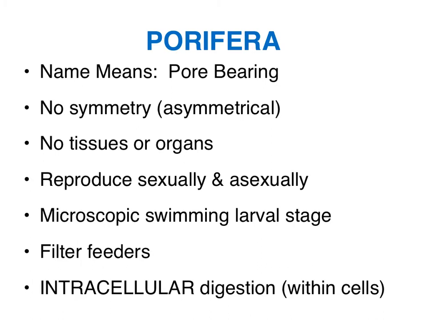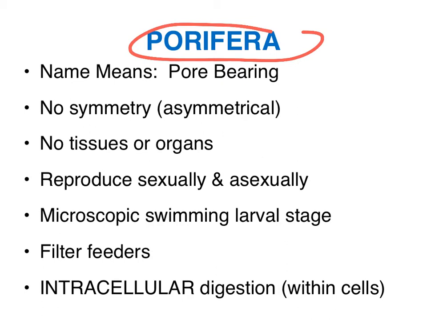Now let's look at the lower order animals today and the invertebrates to finish out this first part of the unit. First we'll look at the sponges. The sponges belong to the phylum Porifera, which means pore-bearing, because their bodies are covered with pores. They have no body symmetry. They have no tissues or organs. They reproduce sexually and asexually through budding.